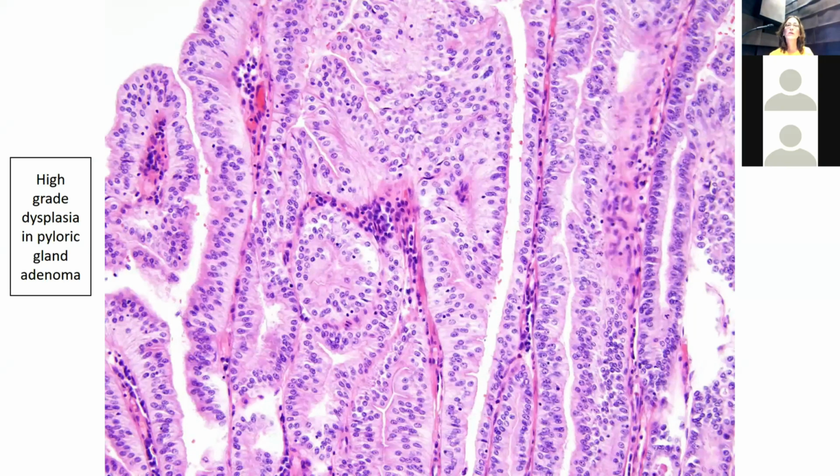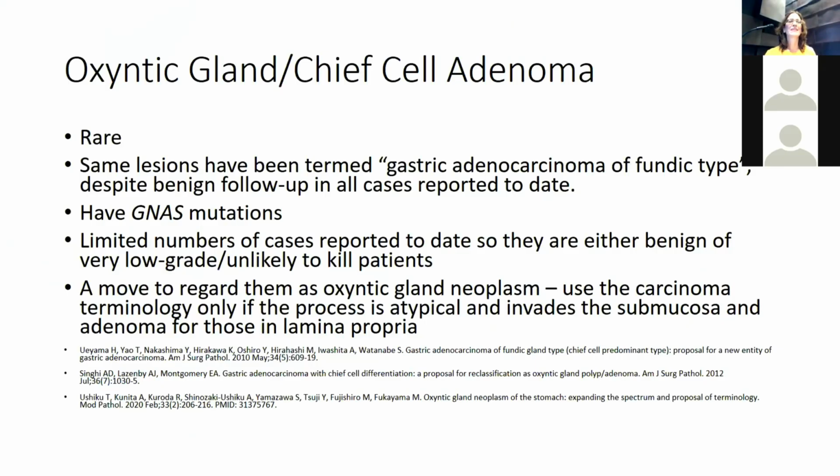And to get to high-grade dysplasia in these gastric differentiated polyps, all you need is loss of polarity. Don't be looking for those giant cells that you see in intestinally differentiated adenomas or polypoid dysplasias in the stomach. The last is rare, and I'm a little guilty of the confusion in this entity. That's the so-called oxyntic gland adenoma or chief cell adenoma.